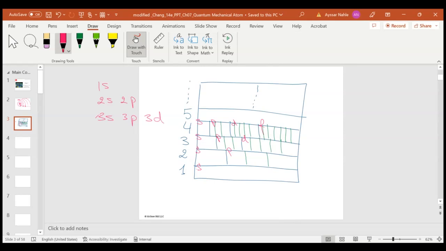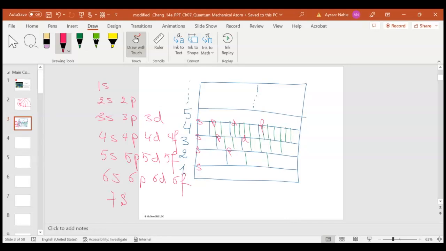3D, 4S, 4P, 4D, 4F. That's what I said. 5S, 5P, 5D, 5F, 6S, 6P, 6D, 6F. Yeah? 7S.